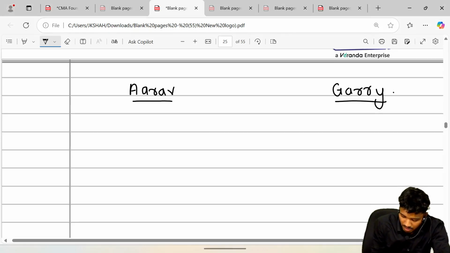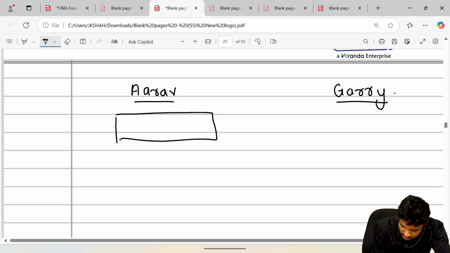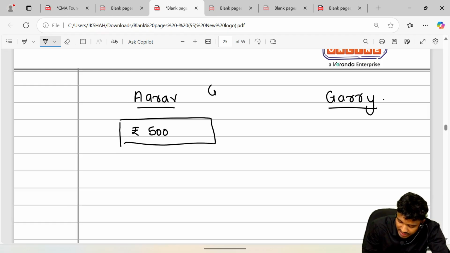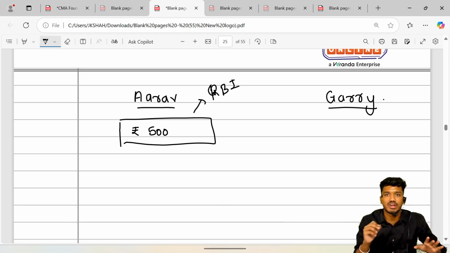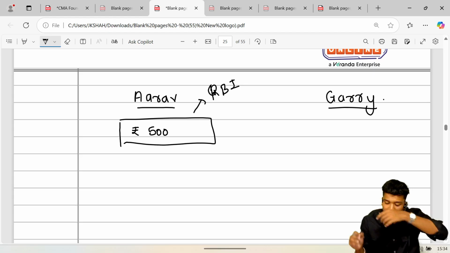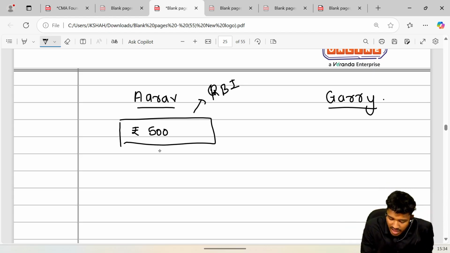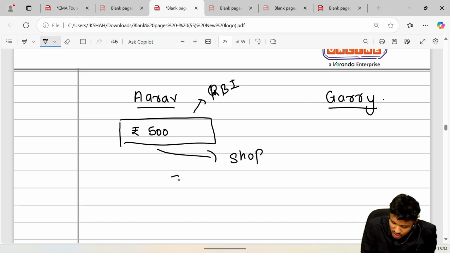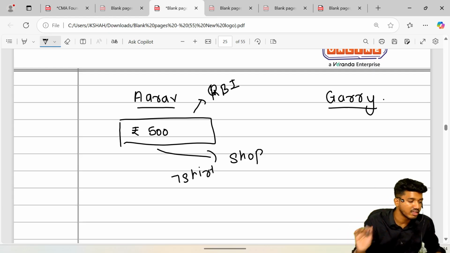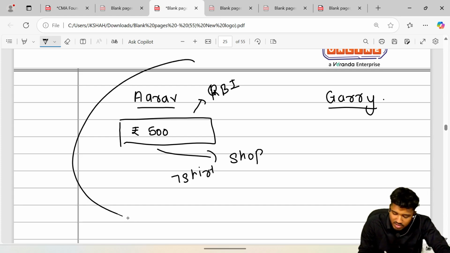Mr. Arav has a note of rupees 500 which is issued by the government of India, that is, with the authorization of the Reserve Bank of India. The note was issued and it is legal tender money, it has the governor's signature, everything is complete in all respects. Now, Mr. Arav went to a shop and purchased a t-shirt, and the shopkeeper took the money from him and delivered the t-shirt to him. So a transaction was completed here.